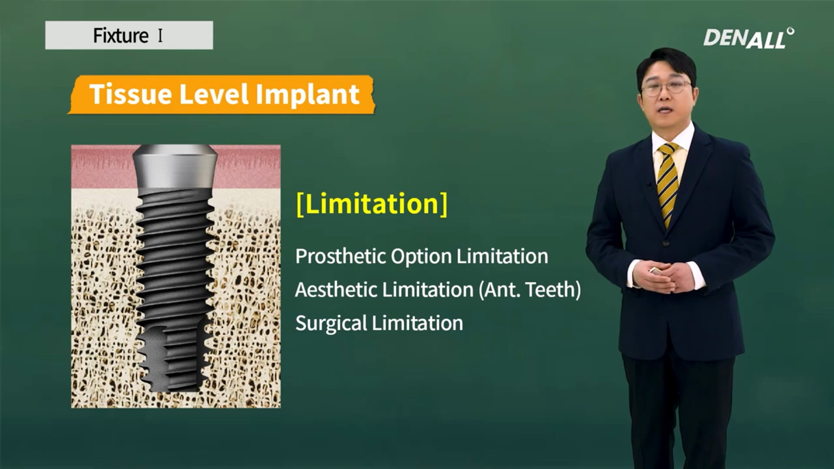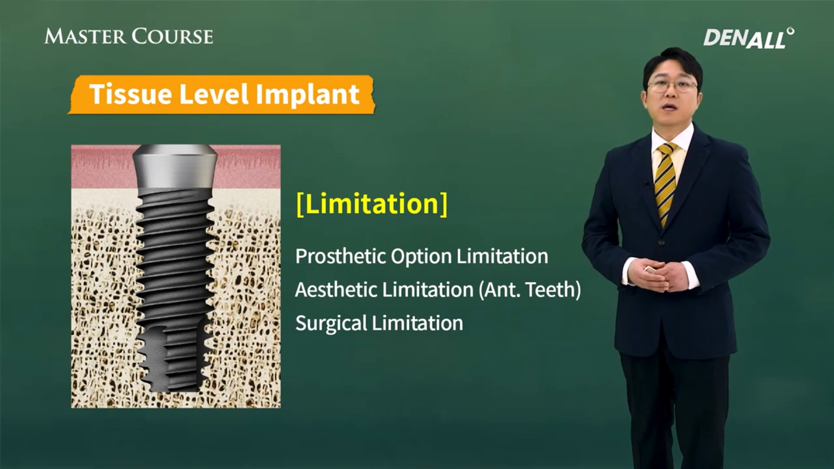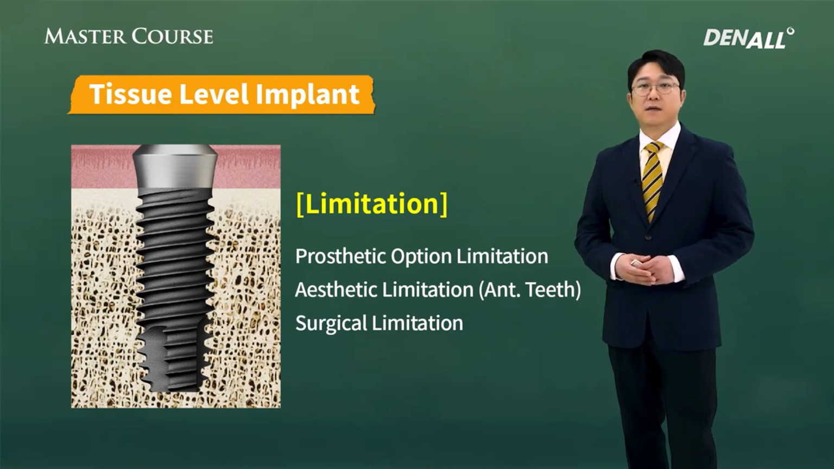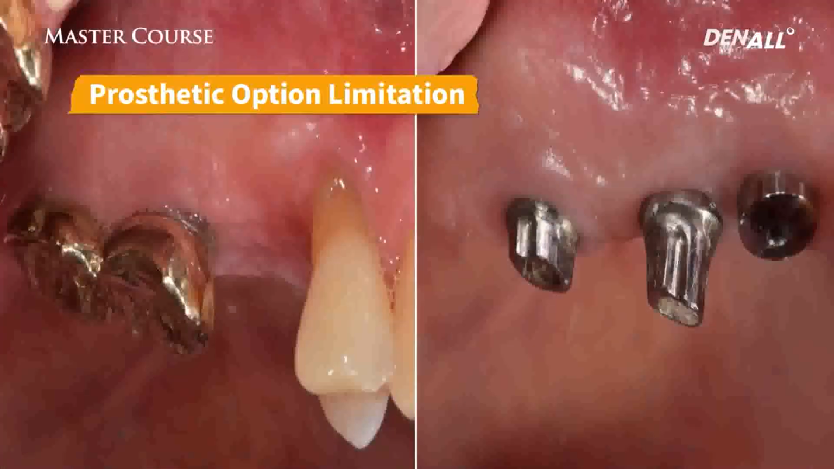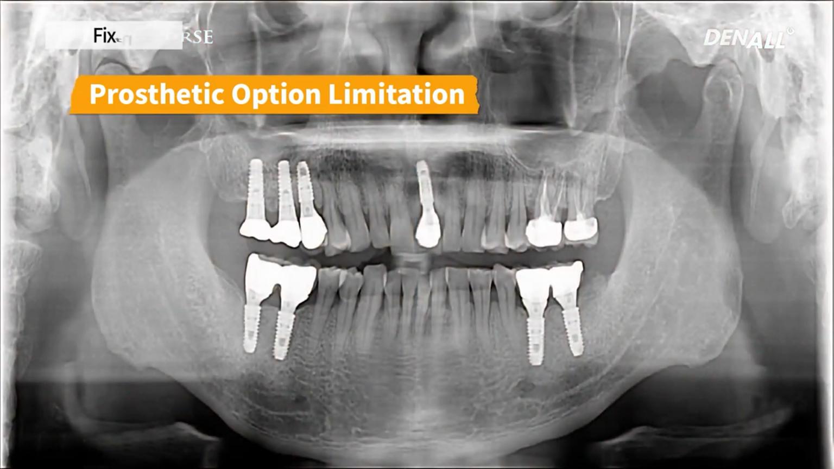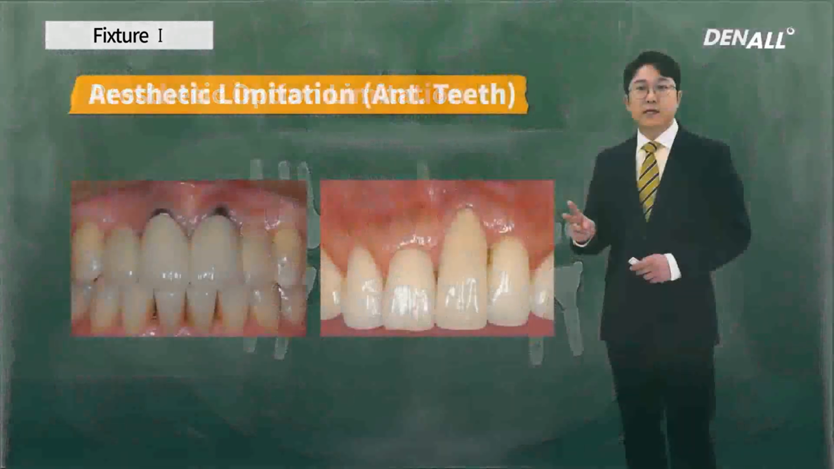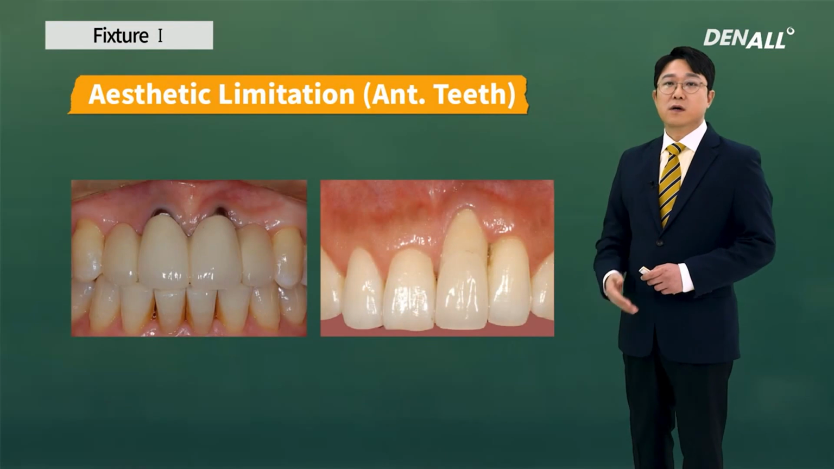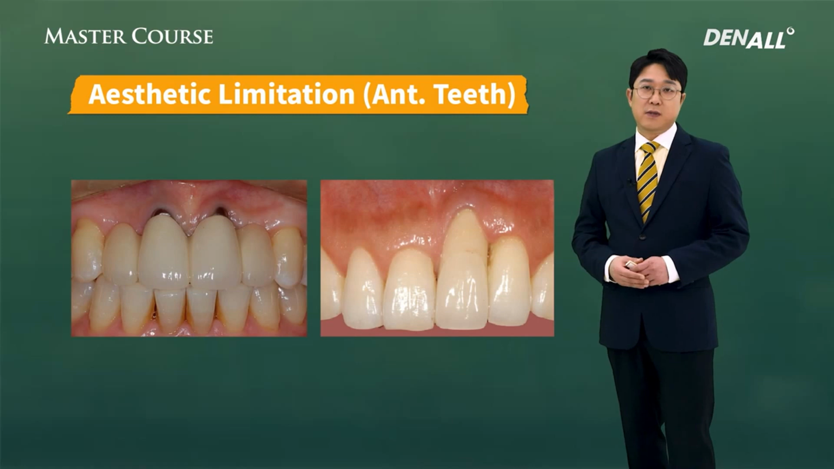As the implant transitioned from the external to tissue level implant, there have been many advantages, but there are about 3 limitations. First, the prosthetic option limitation. When the interarch distance is short, the implant cuff is hard to adjust. Prosthetic shape is not very good. They can fall off frequently. Second, in the aesthetic area, the abutment shape cannot be adjusted. Therefore, aesthetically, it is challenging.